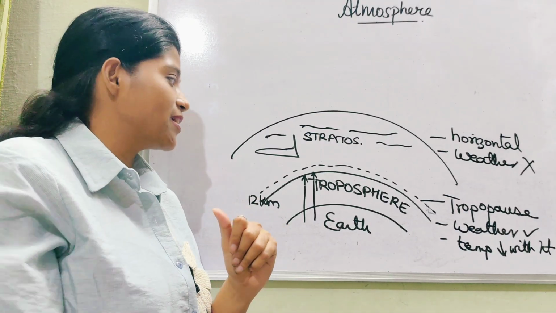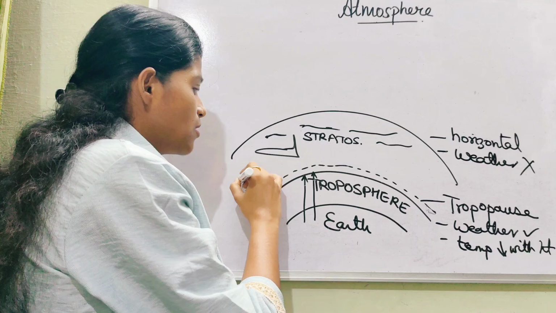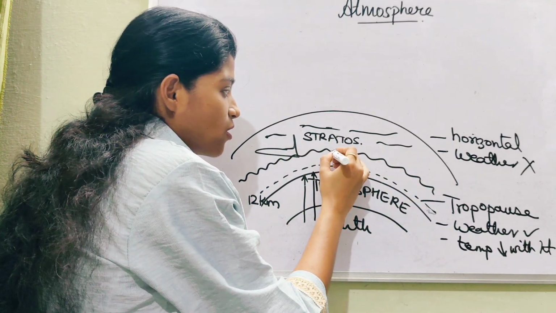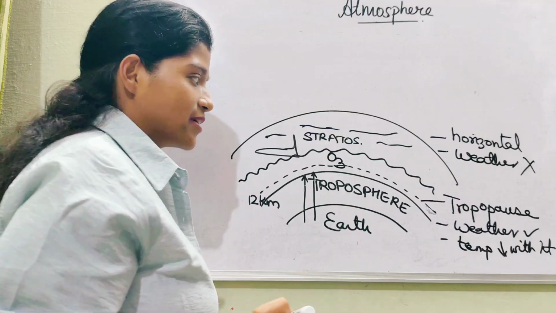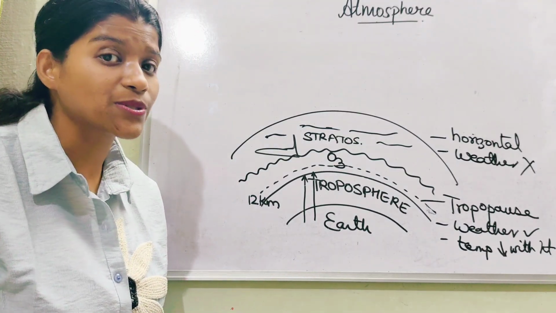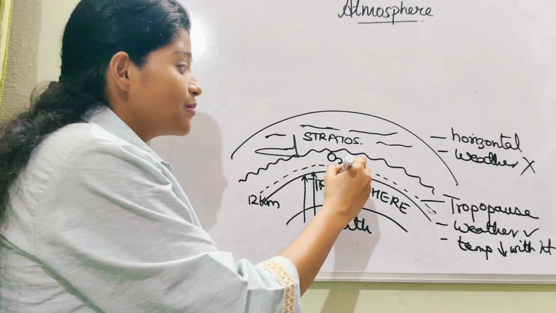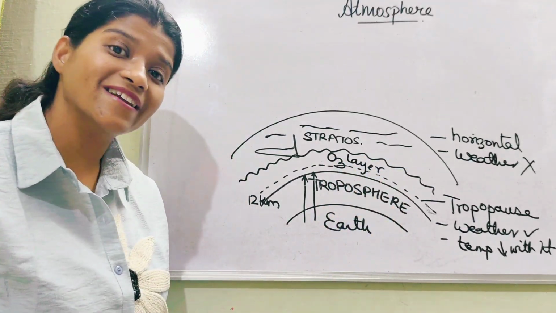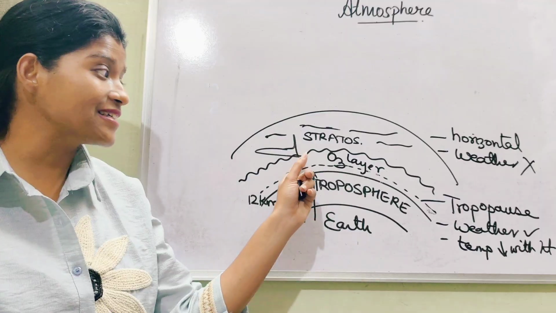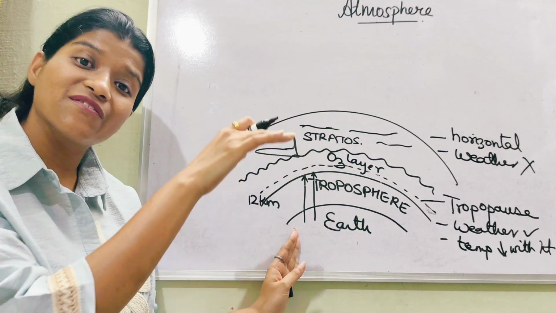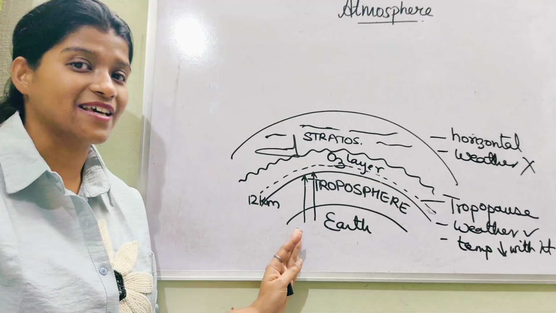One more important thing here is that the lower layer of the stratosphere has ozone in it. This is called the ozone layer. Now, what is the function of the ozone layer? The ozone layer acts like an umbrella, protecting our earth from the harmful UV radiations of the sun.